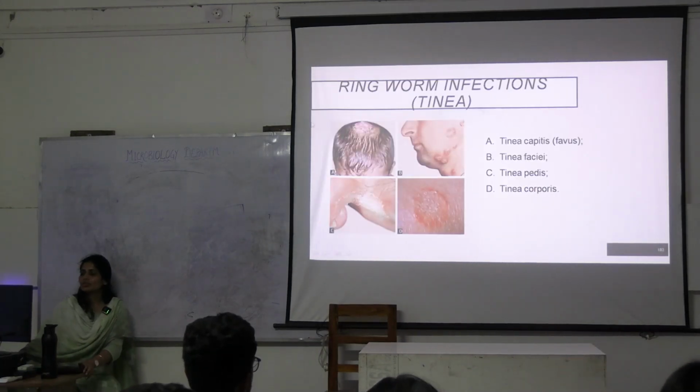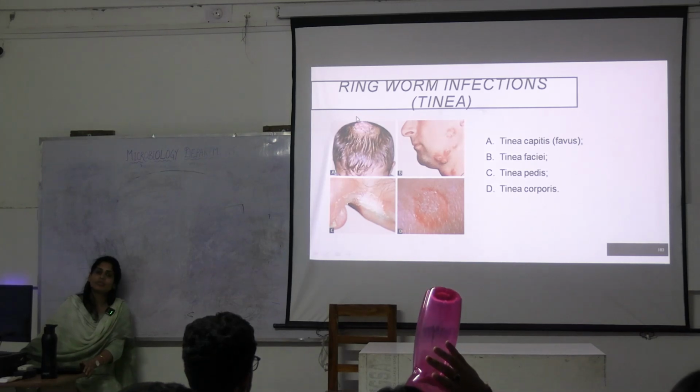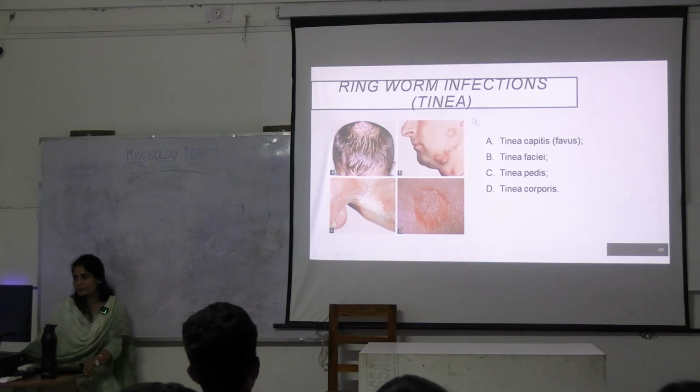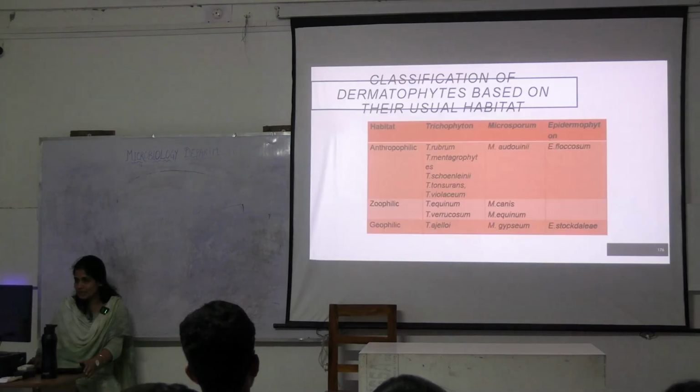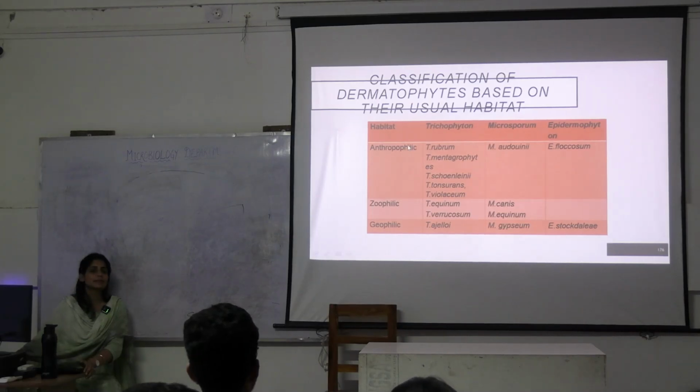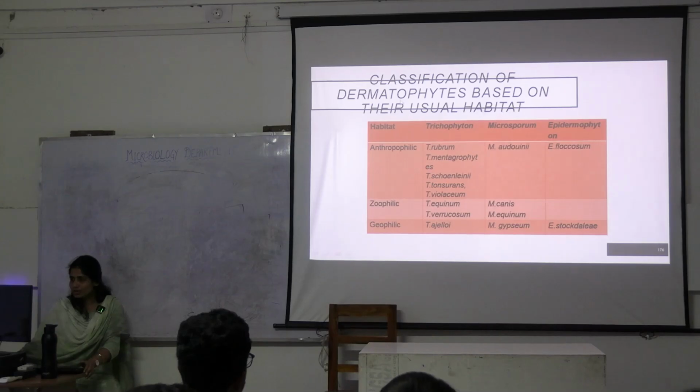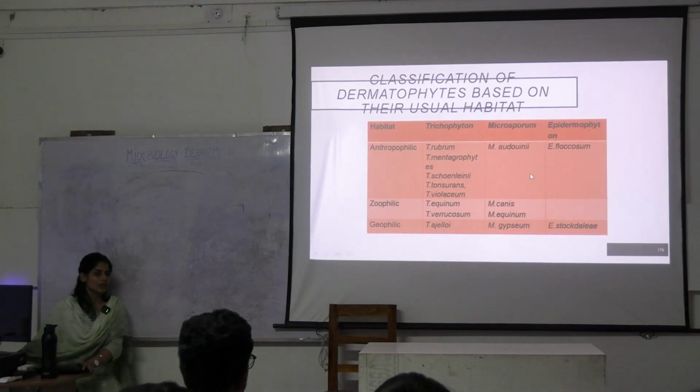Another form. You know about ringworm? You have heard about ringworm? Okay. So these infections are classified based on their habitat. What do you mean by anthropophilic? Anthropophilic is residing on humans. Zoophilic is residing on animals. And geophilic is commonly found in the soil. So all these are causing infections.